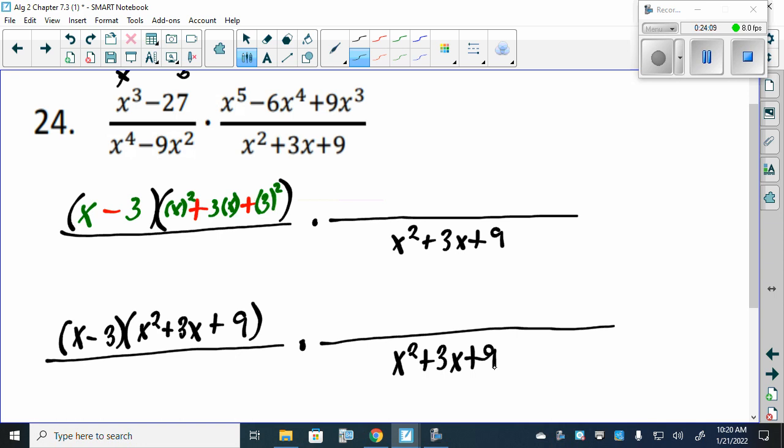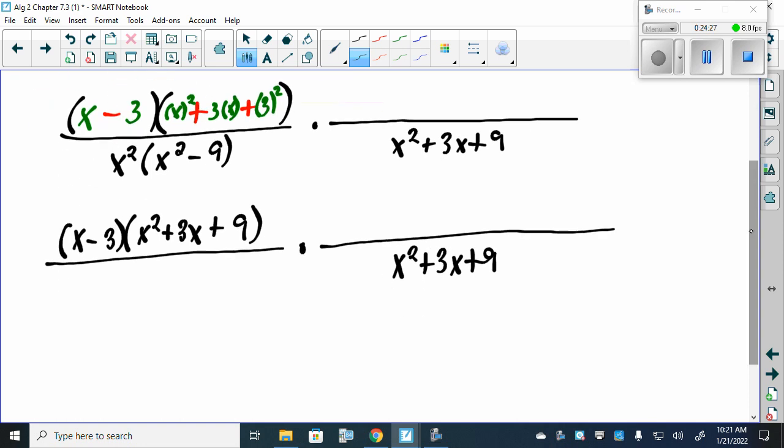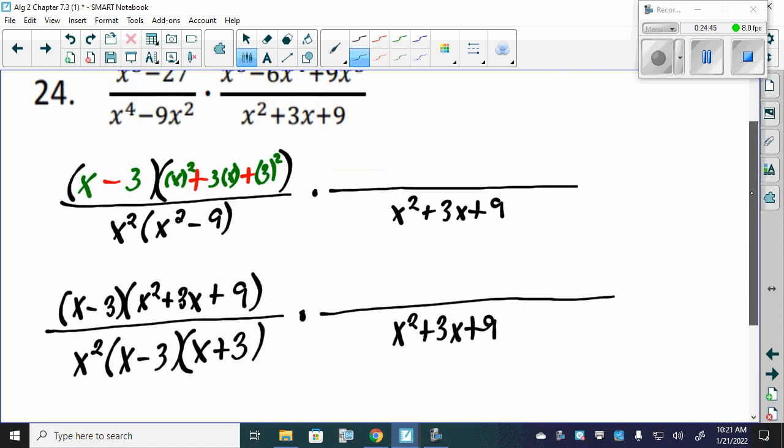Let's look at the x to the fourth minus 9x squared. What can we do first? We can factor out the x squared, which leaves us with x squared minus 9. I have a feeling you all want to finish this one out. So we still have the x squared. X minus 3 and x plus 3? Yes. Because that would be the difference of perfect squares for x squared minus 9.